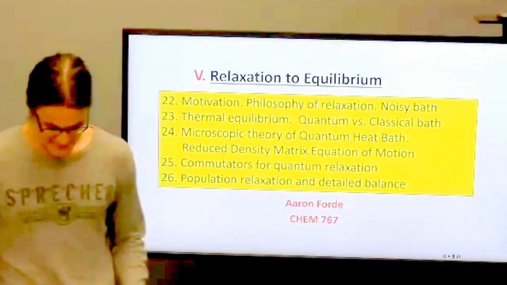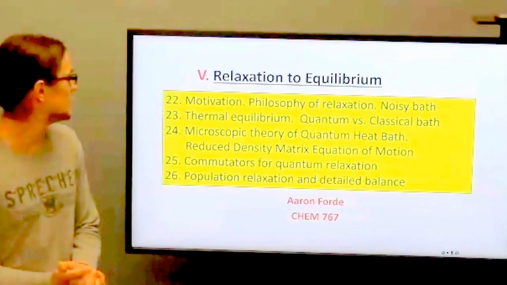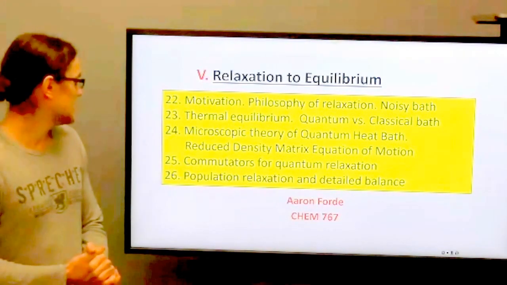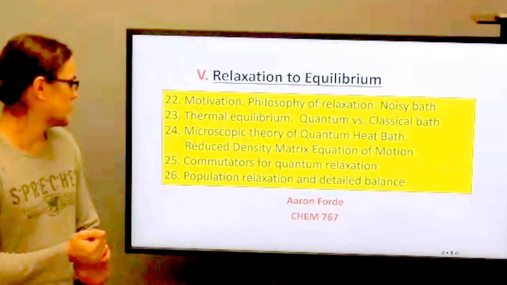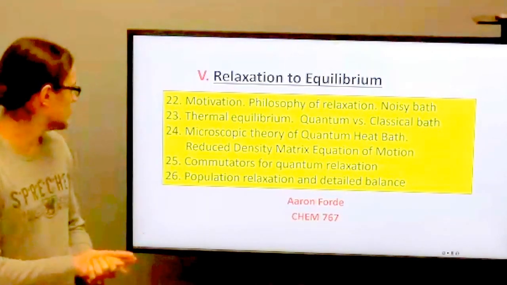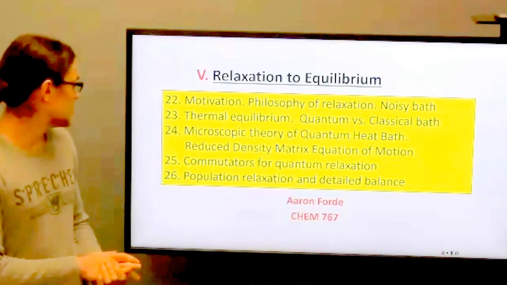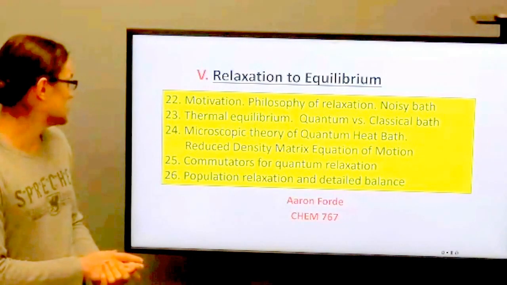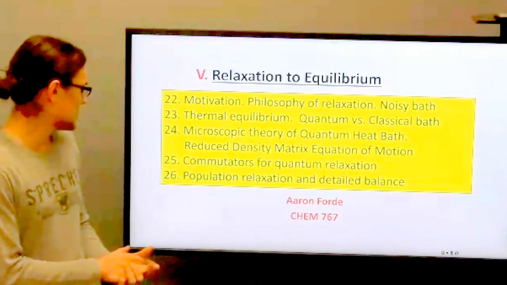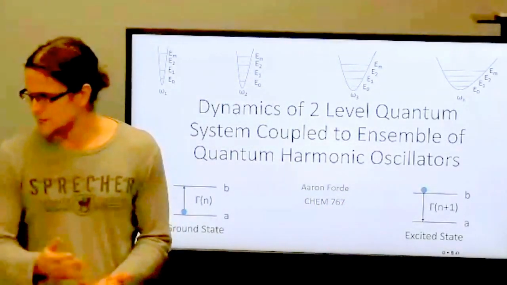Okay, so I'll be speaking about the 5th chapter that we covered in the class, which covered the motivation for how relaxation happens due to a noisy bath, and conditions for thermal equilibrium. I didn't explicitly talk about quantum versus classical bath. I focused more on quantum, so I look forward to some hard questions on that. Some microscopic theory behind the quantum heat bath, the tools that we use to describe the time evolution of the system, some commutation relations, and how population relaxation actually works.